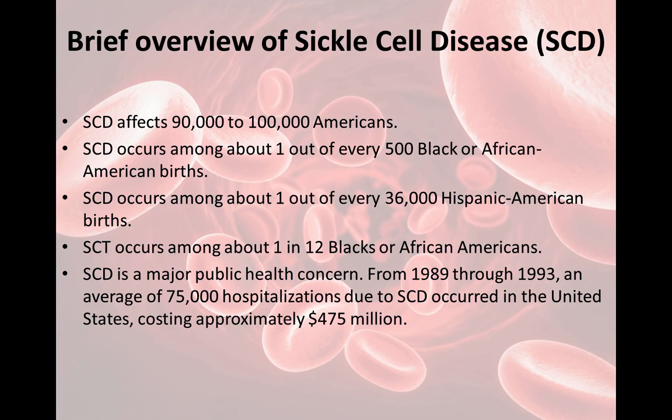Alrighty, so first off, I'd like to give you all a brief overview of the sickle cell disease process with some statistics from the CDC. Sickle cell disease affects approximately 90,000 to 100,000 Americans. Sickle cell disease occurs among about 1 out of every 500 Black or African American births. Sickle cell disease occurs among about 1 out of every 36,000 Hispanic American births.